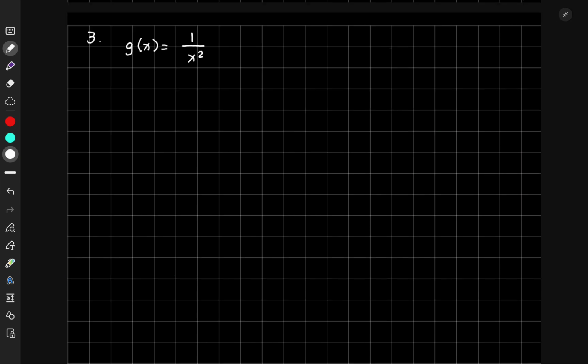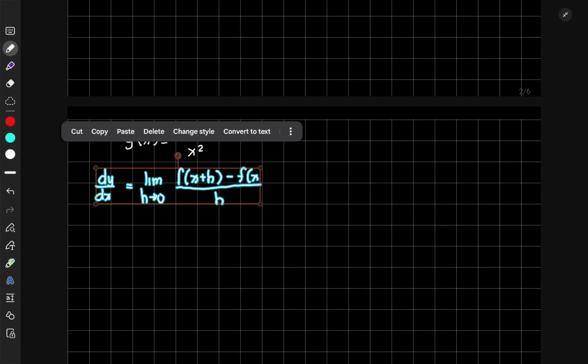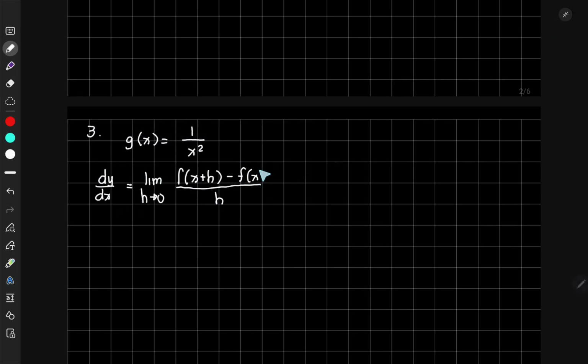So, for example number 3, we have g of x. The function g of x is equal to 1 over x squared. Again, let's use the definition of our derivative, which is this one. Since f of x is what we see here, this is also the same as g of x, so we just change f to g. It's the same anyway, because they are just functions. That's just the label of our function.